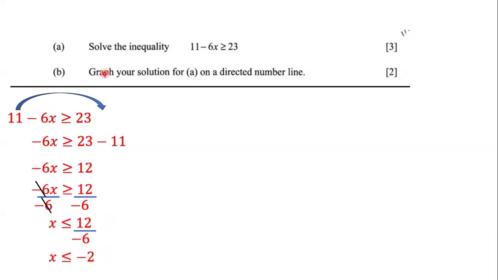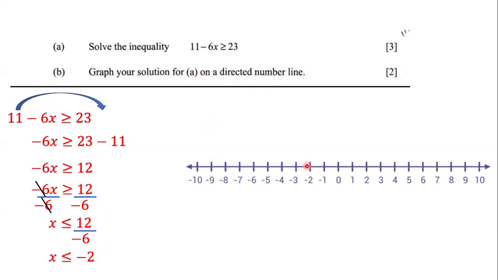Now, they state here that they want us to graph our solution for A on a directed number line. And so here we have our number line. We're going to zero in on negative 2, and we're going to put a circle that is shaded on top of negative 2. Now, the reason why we have a shaded circle is because we have the line underneath. And the line underneath tells us that negative 2 is included in the solution set. And so the circle must be shaded.